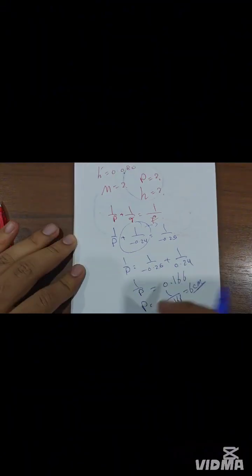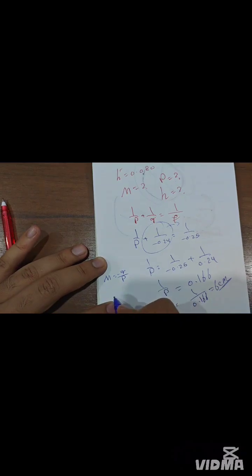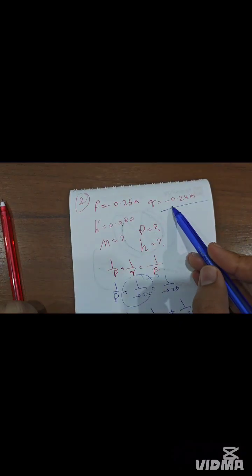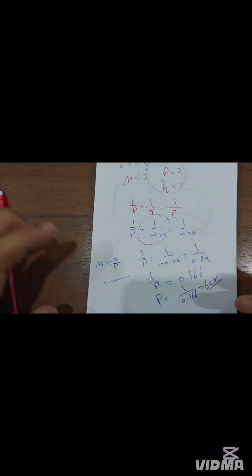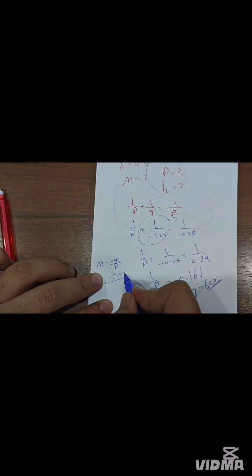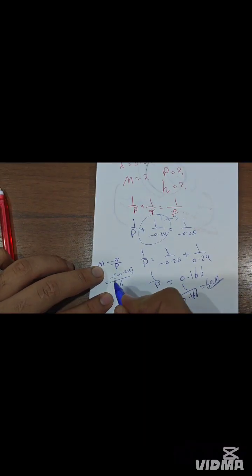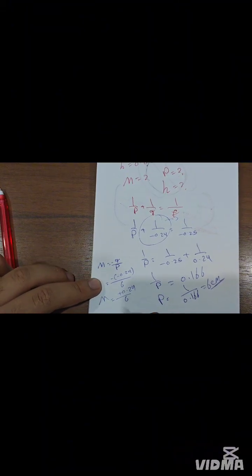What about the magnification? Magnification equals negative Q over P. The value of Q, the image distance, is negative 0.24. You have another negative, and negative with negative will be positive. So positive 0.24, and the value of P is 6. Positive 0.24 divided by 6. The answer will be 0.04.